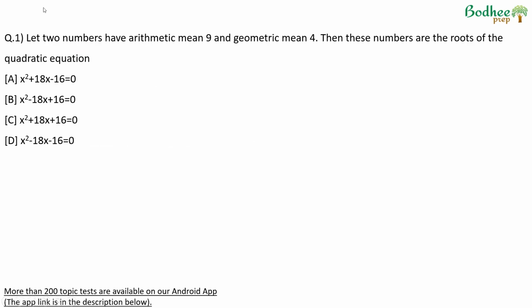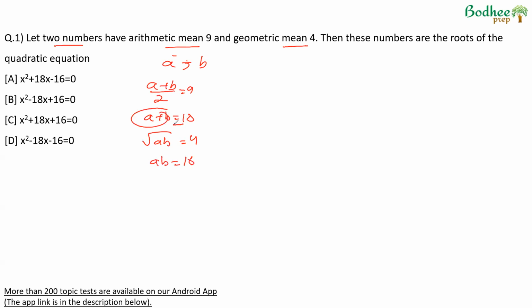If you look at the questions, for example, question number 1 says, let two numbers have arithmetic mean 9 and geometric mean 4. These numbers are the roots of the quadratic equation. So if the numbers are a and b, it is given that the arithmetic mean, that is a plus b upon 2, is equal to 9. So a plus b is equal to 18. And the geometric mean, that is root of AB, is equal to 4. Taking the square, AB is equal to 16.